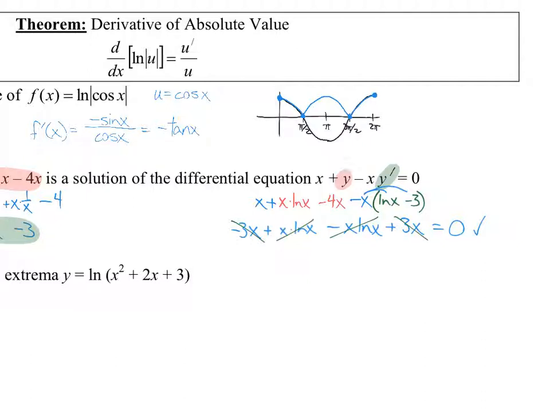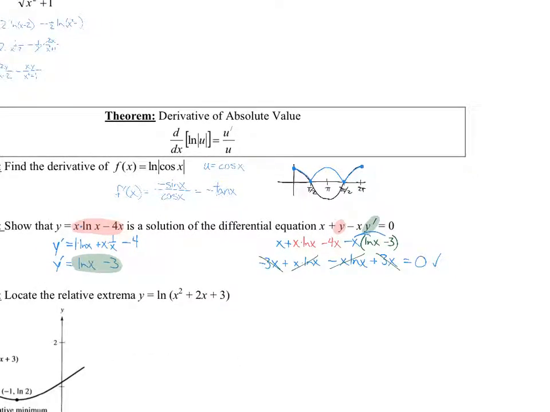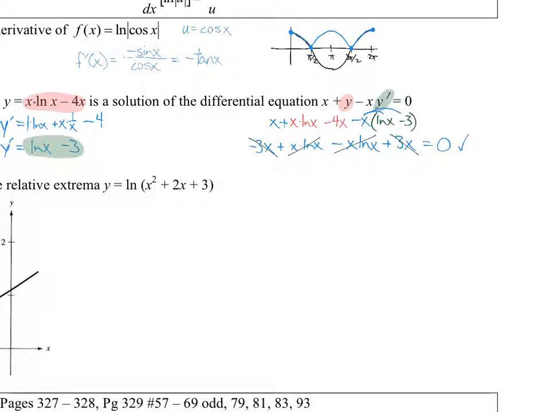Does that make sense? We've done some of this in the past, but now we're actually incorporating the logs into it as well. All right, one last application, then I'm going to let you guys practice with some of these. We want to find the relative extrema of y equals ln of x squared plus 2x plus 3.